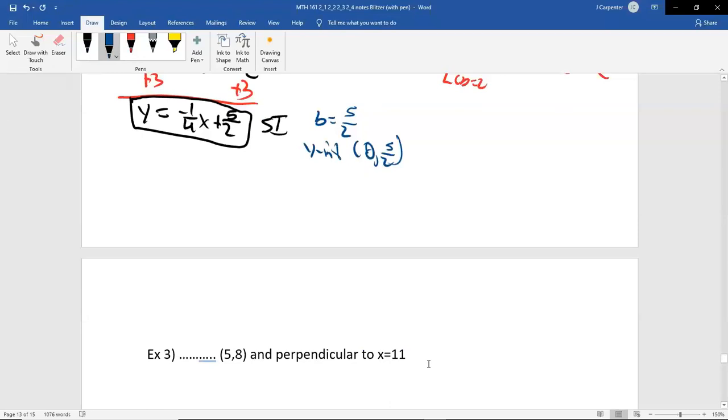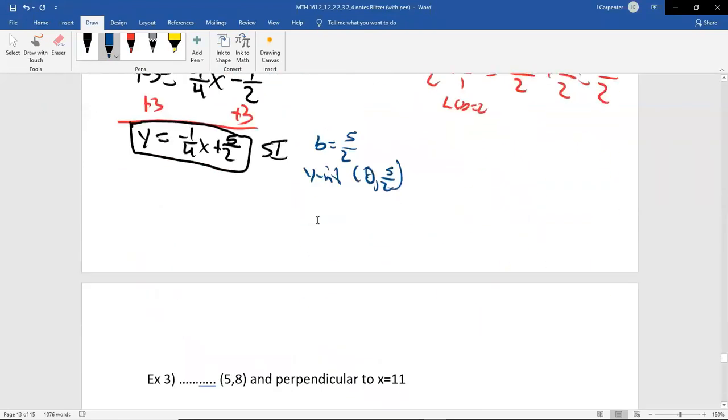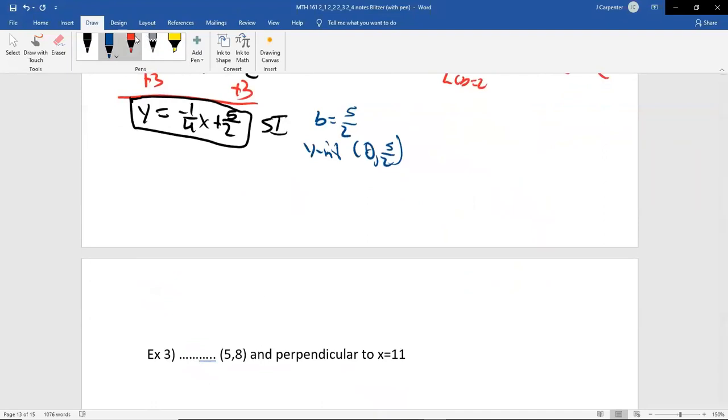Last one for this type of problem, and then we're going to move on to something slightly different. The ... is just meaning same instructions. Write the equation of a line going through the point 5, 8, so that's our x1 and our y1, and perpendicular to x equals 11.